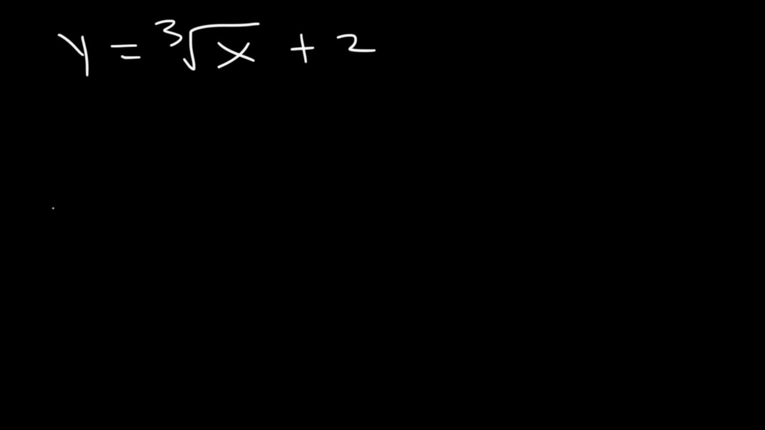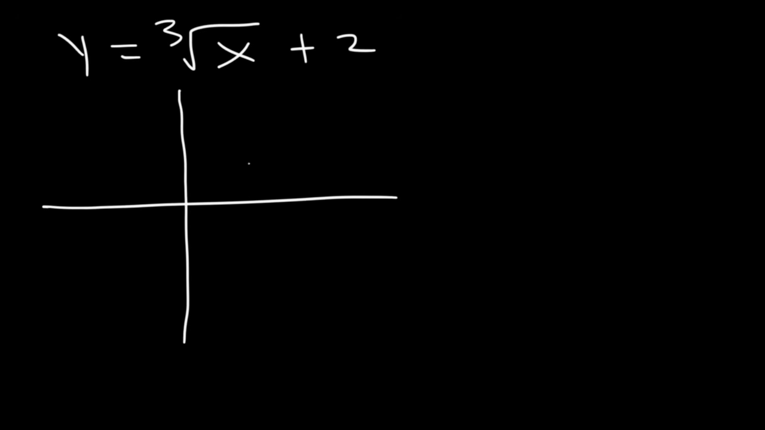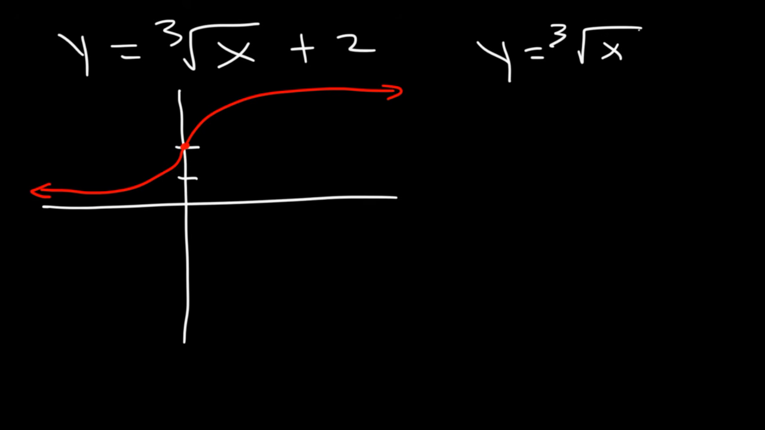Now what about this one? How can we graph this function? This function simply shifts 2 units up. And then it's going to look like this. Let's say if we have this one, it's going to shift 1 unit to the right, and it's going to have the same generic shape.